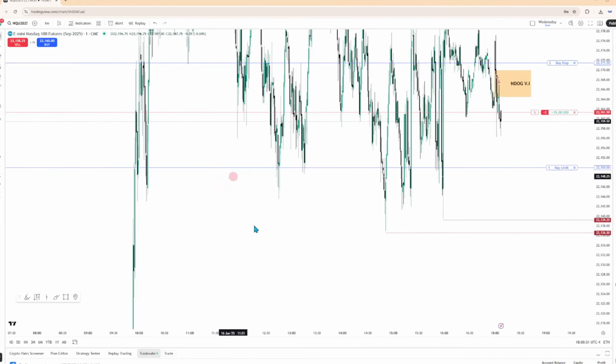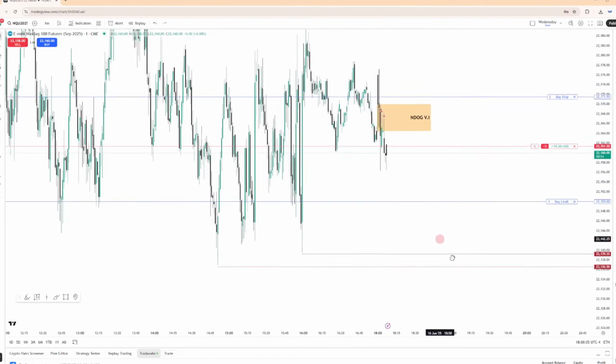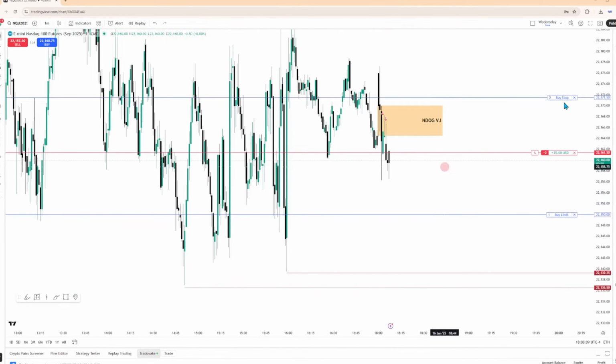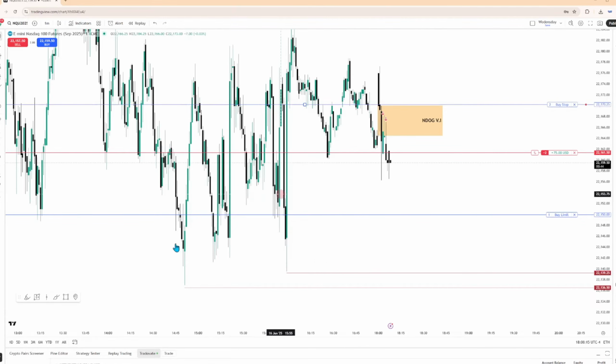Realistically, this sell side is the overall objective, but I will be going to break even once we take that first buy limit. And at this point, I can probably mitigate my risk further. So I'll show you guys that too. That's what I like to do.